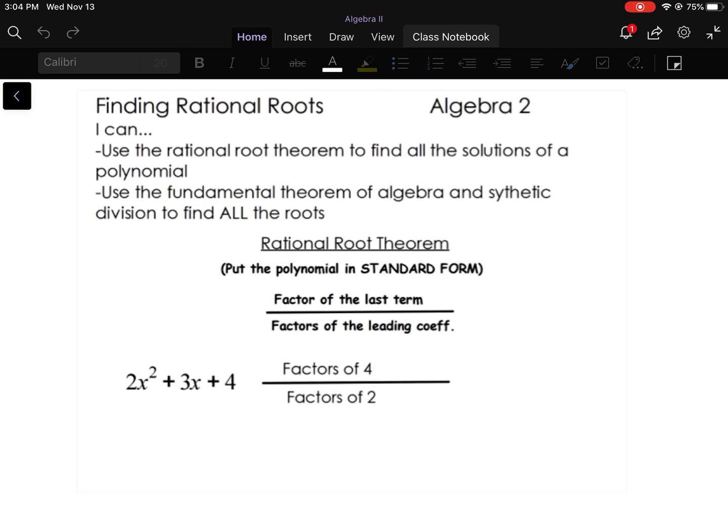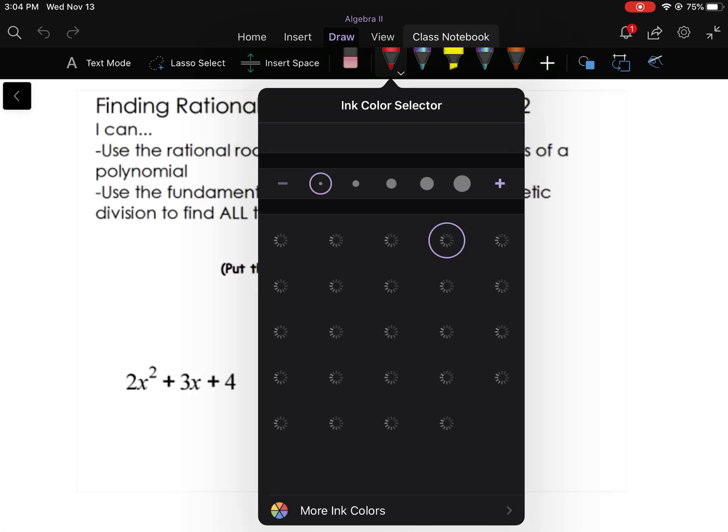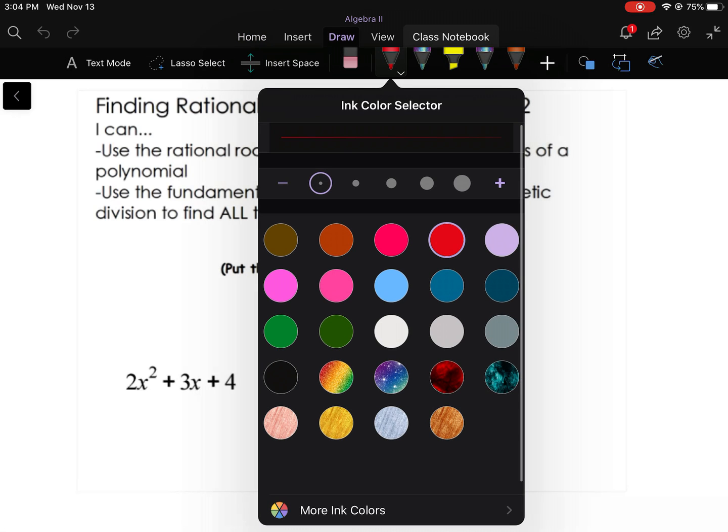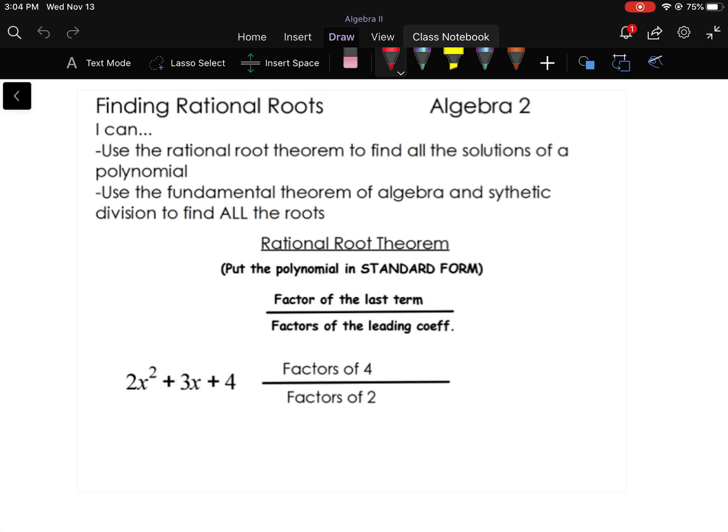First, you got to make sure that your polynomial is in standard form. So make sure it goes in standard form. It is the factors of the last term, so in this case 4, over the factors of the leading coefficient, which basically is the first term.